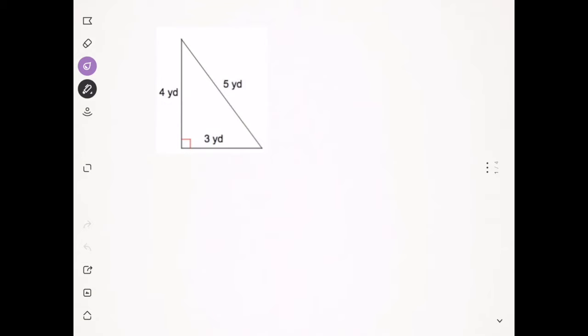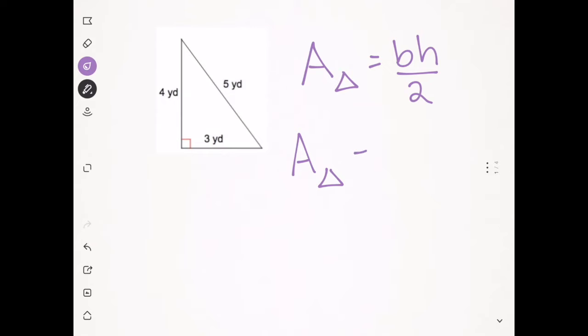And as we talked about yesterday, to find the area of a triangle, we do base times height divided by 2, because a triangle is half of a rectangle. Another way you might see this formula is 1/2 times base times height. They mean the same thing.